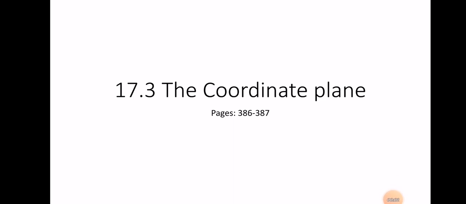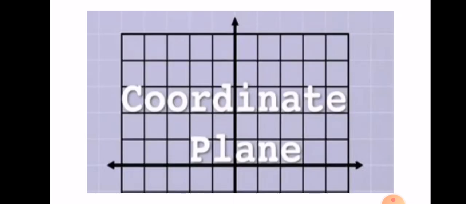Good morning, everybody. Today we have another lesson on chapter 17, the coordinate plane, page 386 and 387. First of all, we need to explain what the coordinate plane means and how we are using it and how we are plotting the coordinate plane.